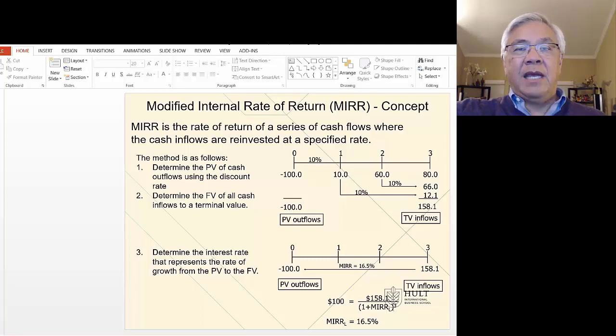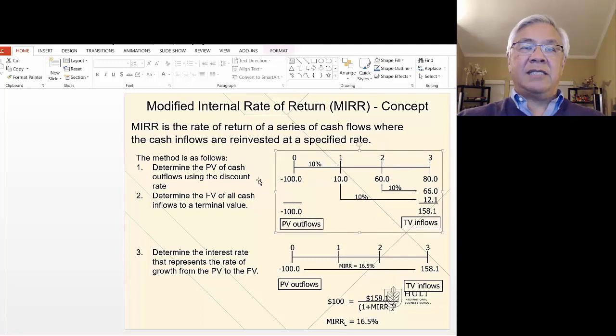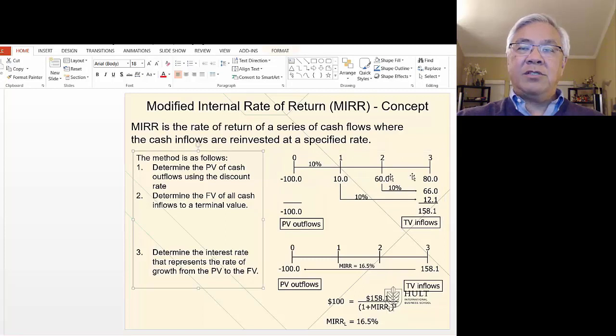Second, we're going to look at all the cash inflows, and then we're going to invest those at the reinvestment rate. And the picture here on the right side represents that T0 is negative 100, and that's the outflow, so that just comes through as today's dollars. And then T1, 2, and 3 are pushed out into the future at a 10% rate.